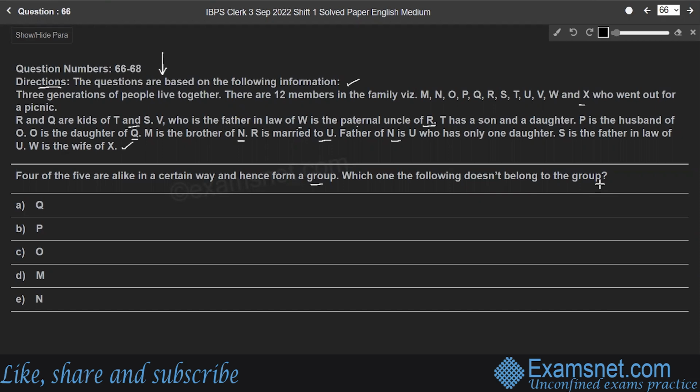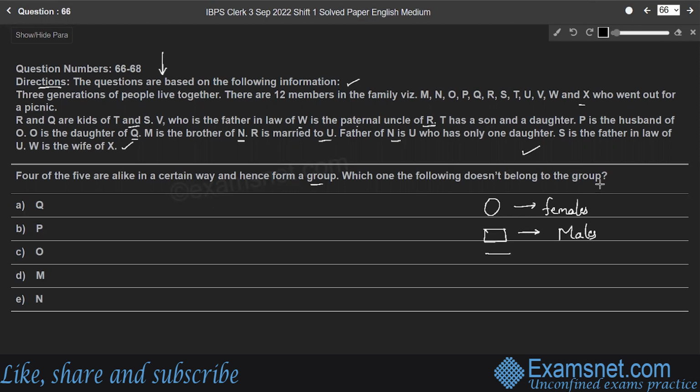Which one of the following doesn't belong to the group? So students, let us represent the relationships given above using some symbols. A circular symbol represents all females, and we represent all males with a square symbol.